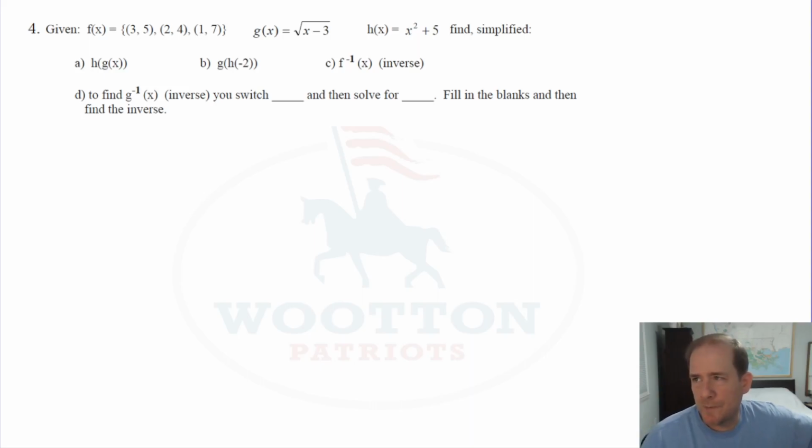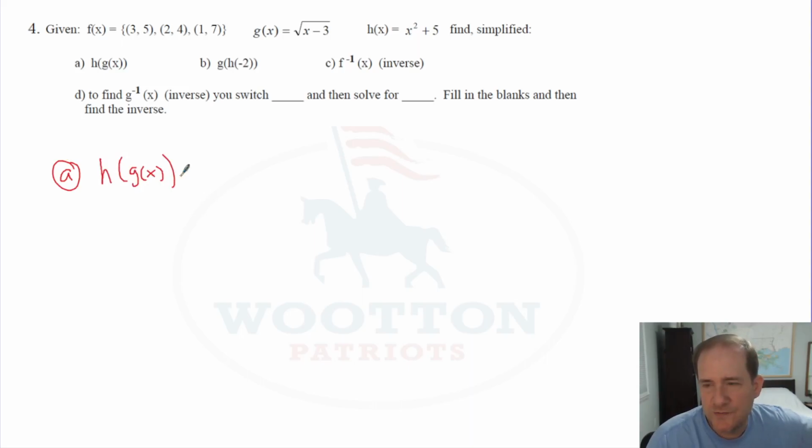So number 4, you're given a couple of functions, and if you don't remember what this notation means, where it says h of g of x, this was called function composition. It's where you evaluate the inner function first, then you take the output of the inner function and you plug it into the outer function and you see what you get. So what's h of g of x? I have no idea. Yes, I do.